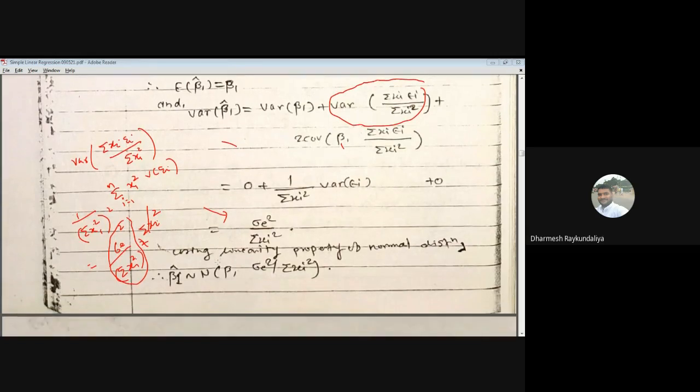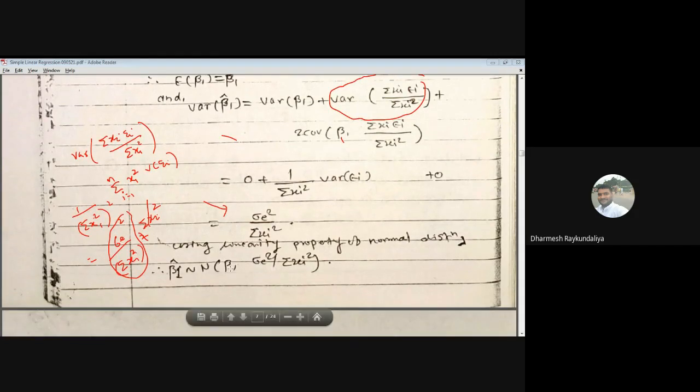And therefore beta 1 cap has the normal distribution with mean beta 1 and variance sigma e square upon summation x square. Okay.